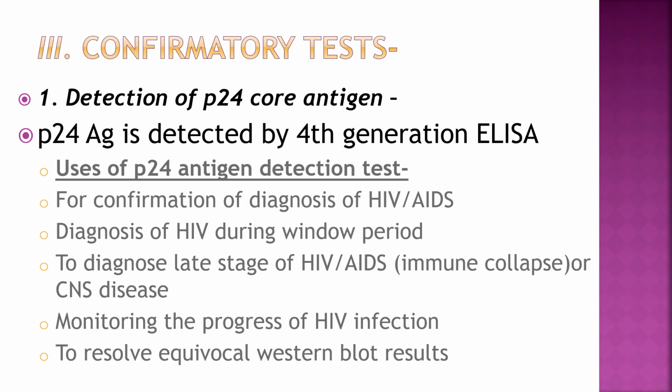Third, confirmatory test. First is detection of P24 core antigen. It is detected by fourth generation ELISA. Uses are for confirmation of diagnosis of AIDS, diagnosis of HIV during window period, to diagnose late stage of AIDS, immune collapse or the CNS disease, monitoring the progress of HIV infection, and to resolve equivocal Western blot results.